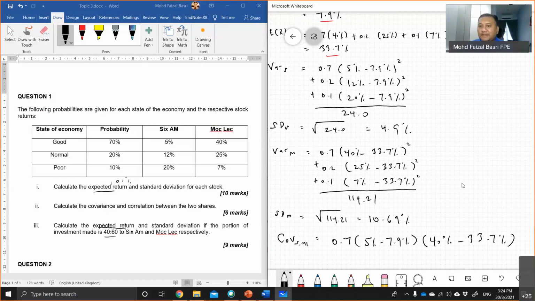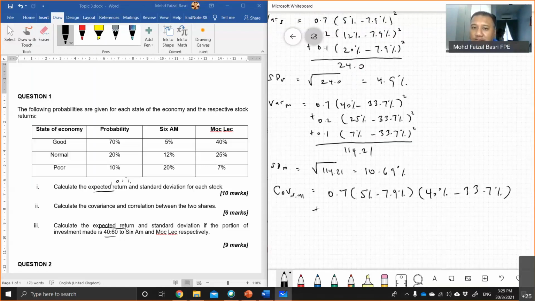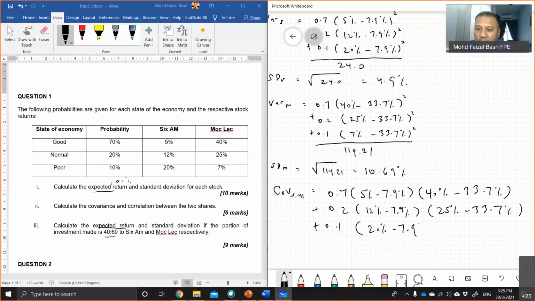Okay, so tengok 0.7, we have this first one. Variance tadi kan kita multiply, we minus 5 and 7.9. And for M, the 70% is between 40 and 33.7. So we multiply all 3 items here. And remember, for covariance, we don't square. Just multiply every item, because there's a possibility of negative, we might have a negative covariance. Then we plus with 0.2. It's 12% minus 7.9, and 25% minus 33.7. Okay, and plus with 0.1. It's 20% minus 7.9, and 7% minus 33.7.